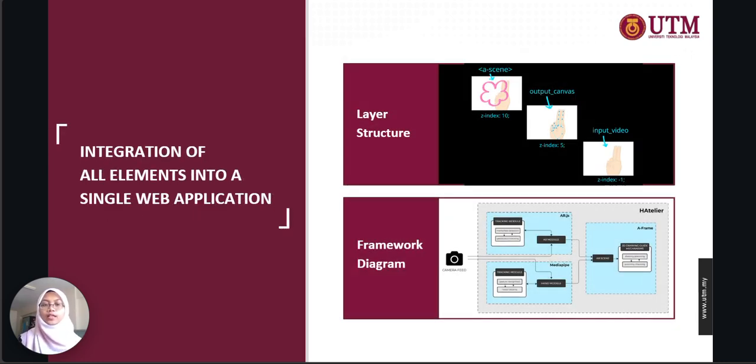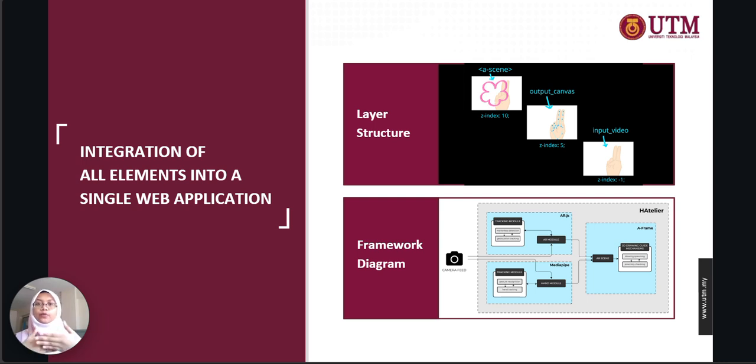So how to integrate all the elements into a single web application? There is a need to run MediaPipe and also ArcGIS in parallel. So how does the parallel structure work, and why does it need to run in parallel? Because both MediaPipe and ArcGIS use the camera device. So in order to make them work together, there needs to be a layer structure to enable the technologies to work together.